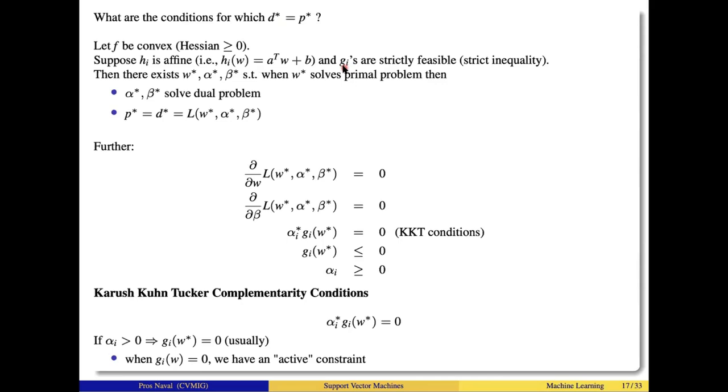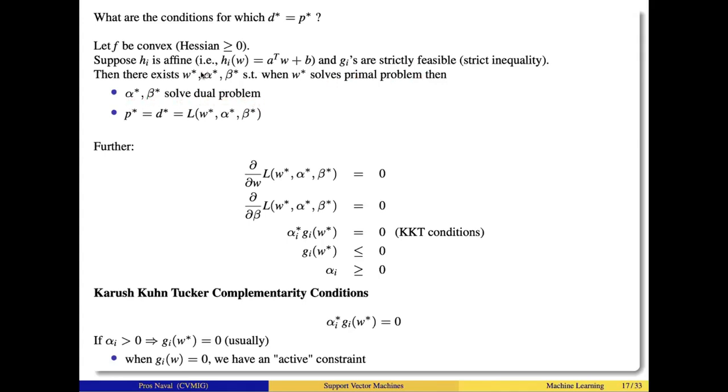And the g_i's are strictly feasible, meaning there's strict inequality. So it's not greater than or equal to 1, but greater than 1. So there's no equality. Now there exist some values, w star, alpha star, beta star, such that w star solves the primal problem. Okay, so this alpha star and beta star will solve the dual problem.